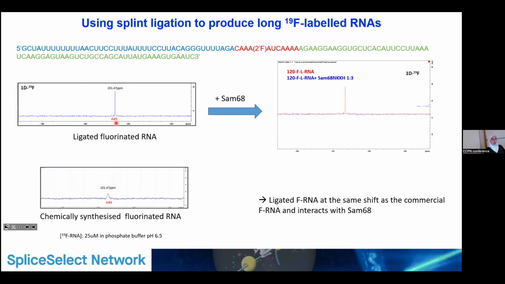So we obtained a ligated fluorinated RNA with a nice peak, with a shift where we want. Let's see if it's functional, and let's add a protein, SAM68 and KKH again. It's just the binding domain that we've done. And we have this appearance of the peak. This is the same position, A20, where we know that SAM68 is supposed to bind.